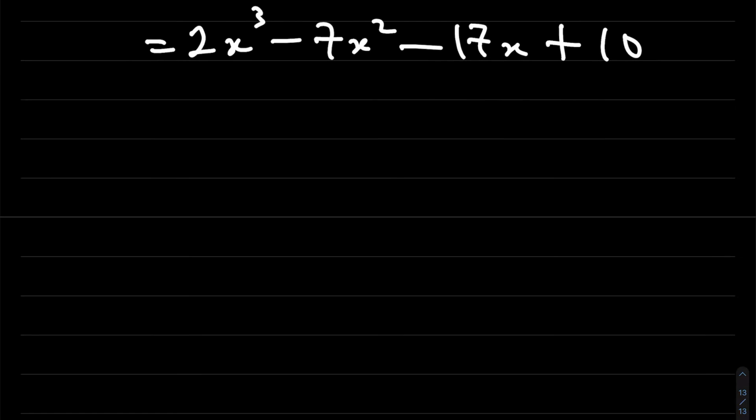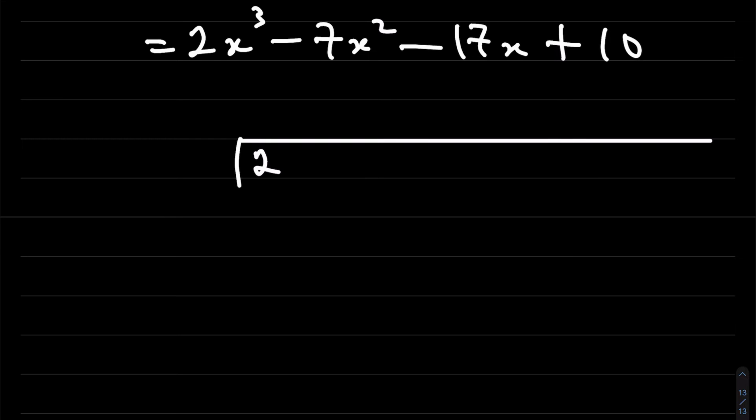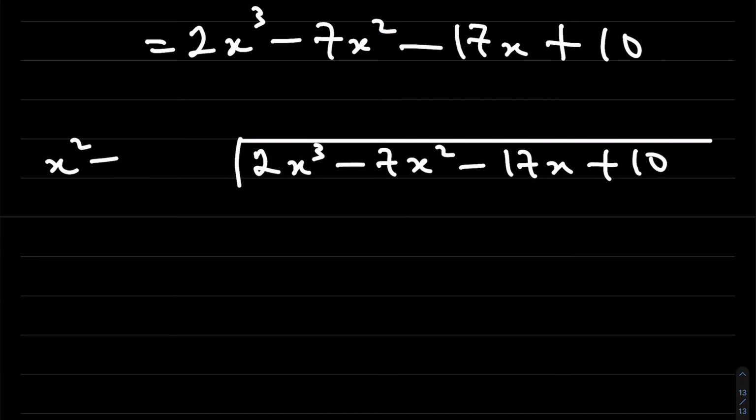So I'm just going to divide g of x, because if I divide by a linear factor, I'm going to get another quadratic factor, and I will have to factorize again. So I'm dividing g of x, which is 2x cubed minus 7x squared minus 17x plus 10, by the quadratic factor that we already know, x squared minus 3x minus 10. Now 2x cubed divided by x squared is 2x.